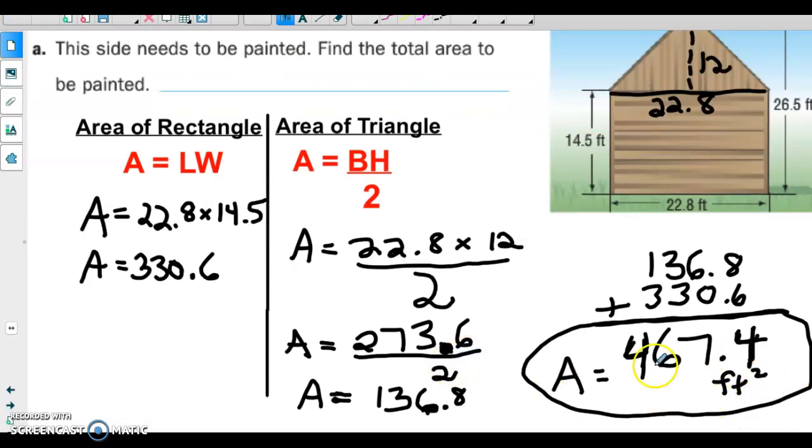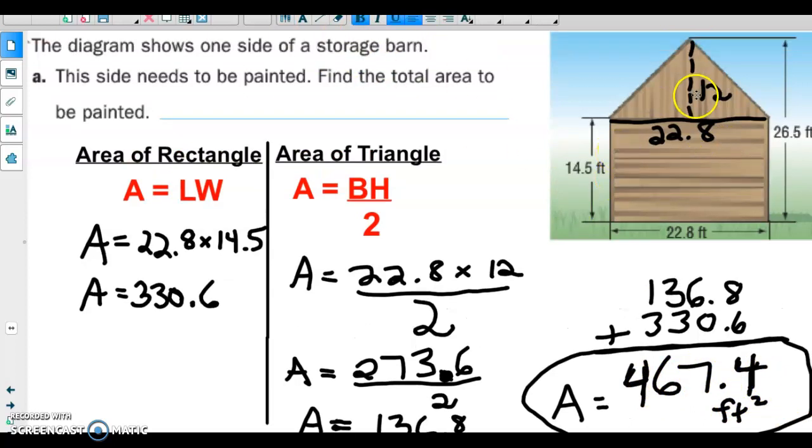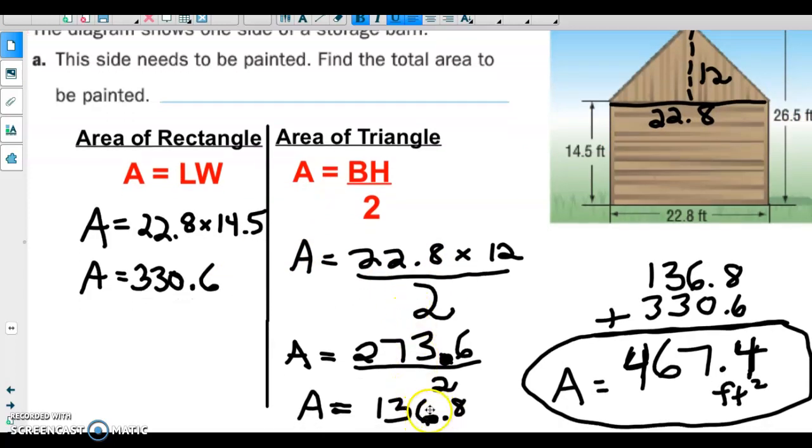Okay, so my final answer was 467.4 feet squared. So here's how I got that. My triangle had a base of 22.8 because opposite sides are equal. And the way I found the height was I subtracted 26.5 minus 14.5 to get this distance right here, the height. So I subtracted those numbers, which gave me 12. When I found the area of my triangle, it came out to be 136.8 feet squared.